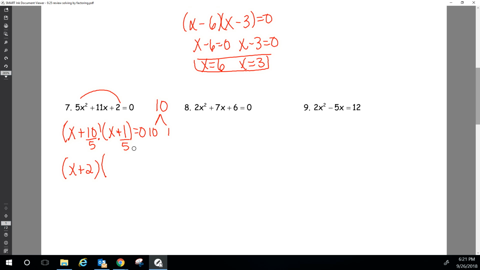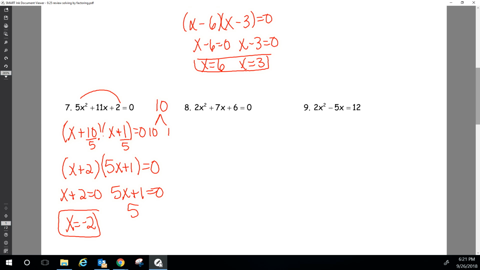And then here I've got 1 divided by 5. That does not make a happy whole number, so I slide that 5 out front. So 5x plus 1. And now that I've got it factored, I go back to setting each of them equal to 0 and solving from there. So here x is equal to -2. Over here 5x would be equal to -1. Dividing by 5, x would be equal to -1/5.